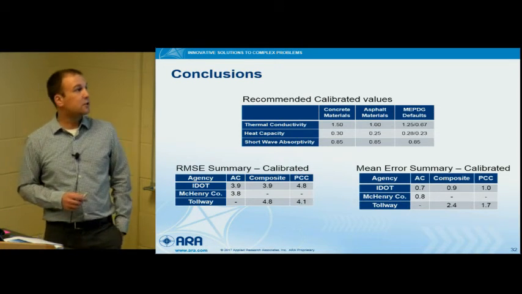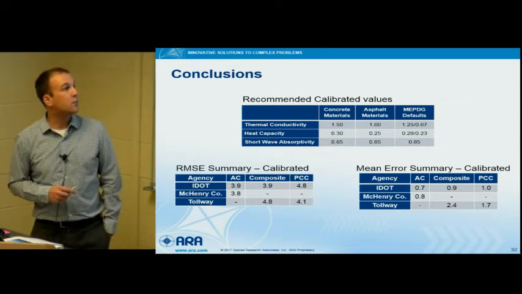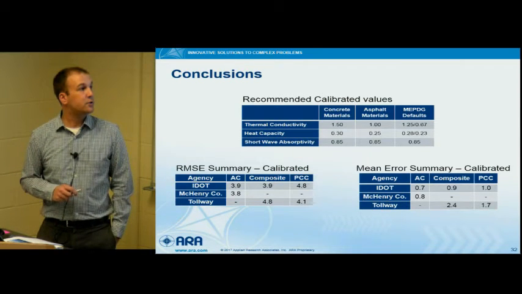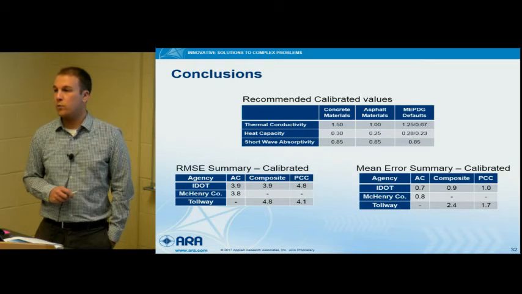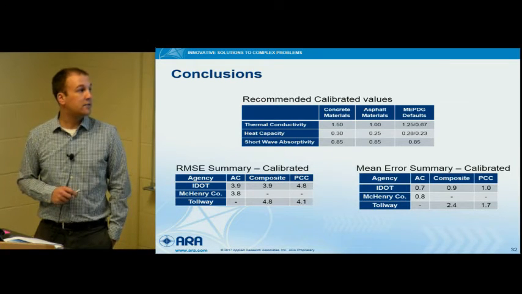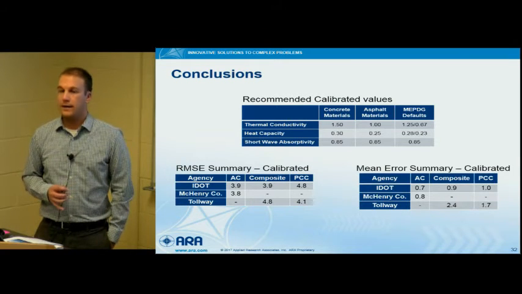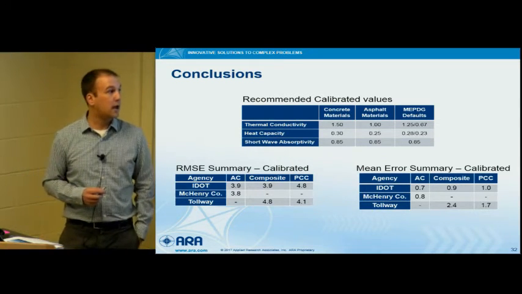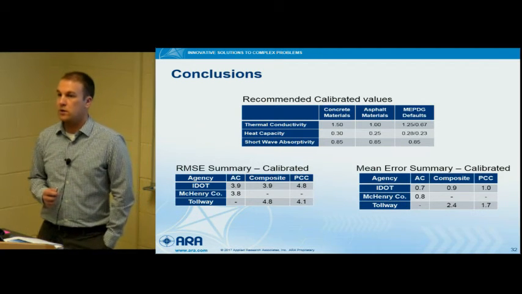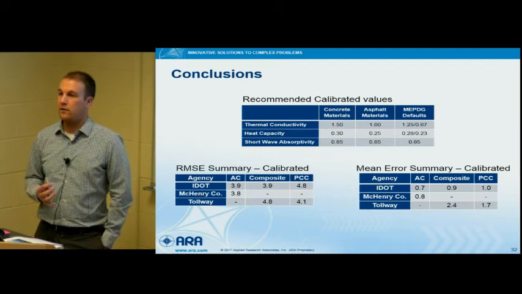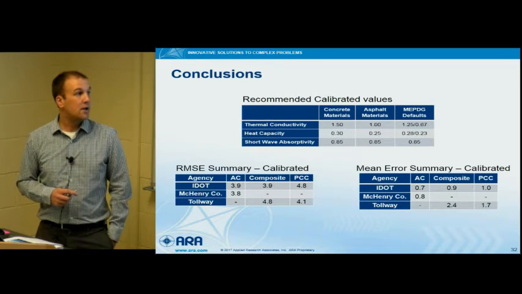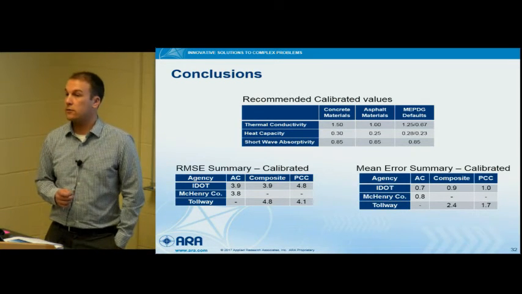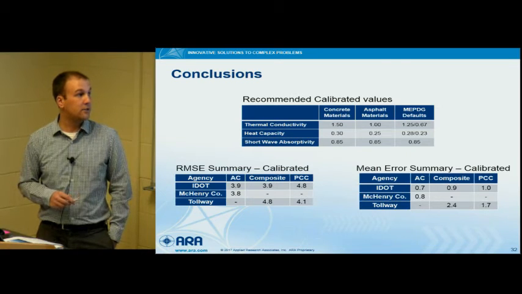So based on the conclusions, we recommended for concrete materials to use a thermal conductivity value of 1.5, heat capacity of 0.3, and shortwave absorptivity. We actually kept that at the default values because there shouldn't be that big of an impact on absorptivity at lower temperatures. Since we didn't look at the higher temperatures, it might have a bigger impact for those. So we kept all of these at default values.